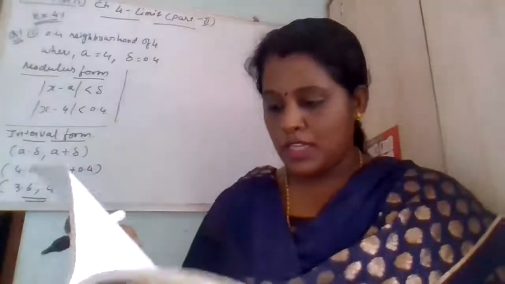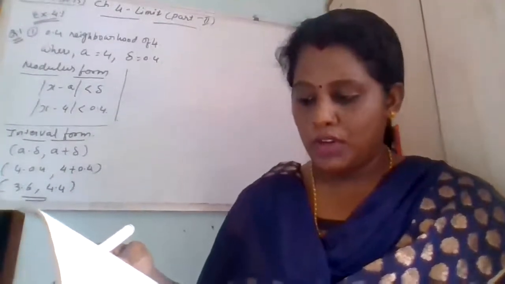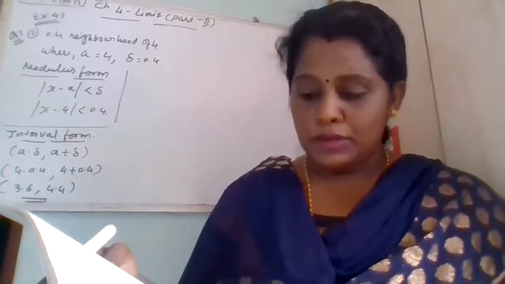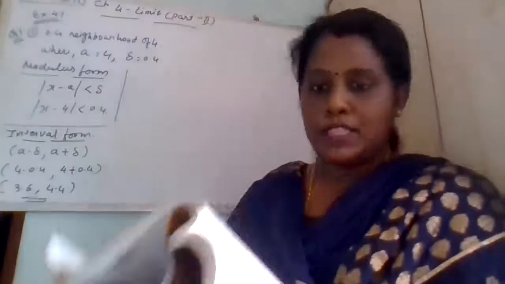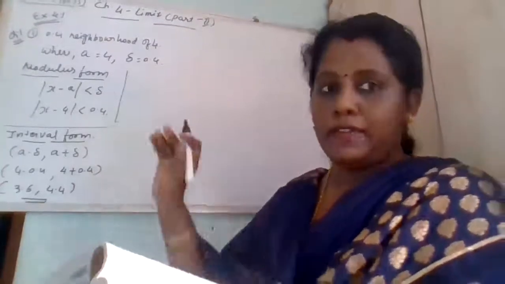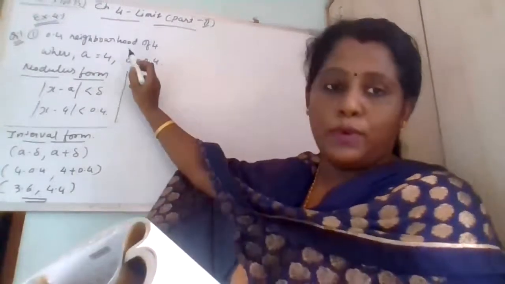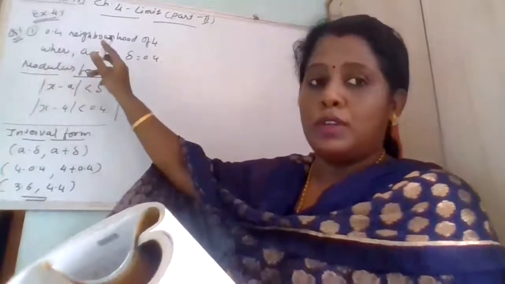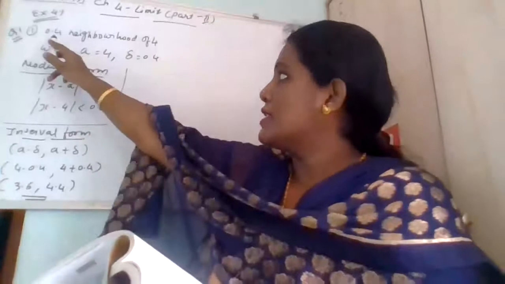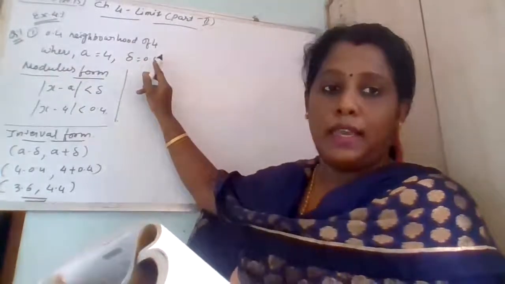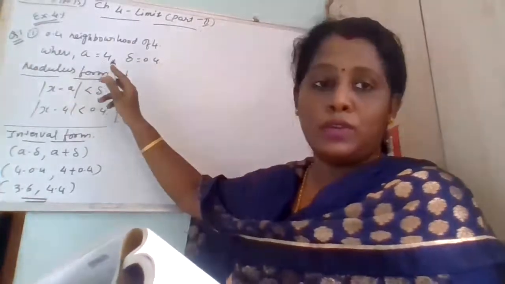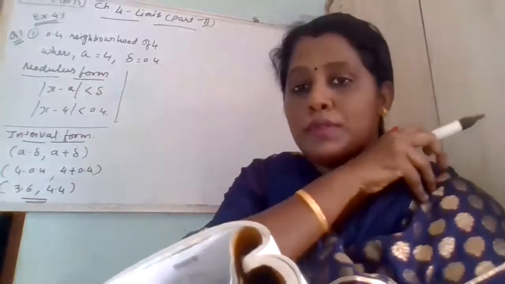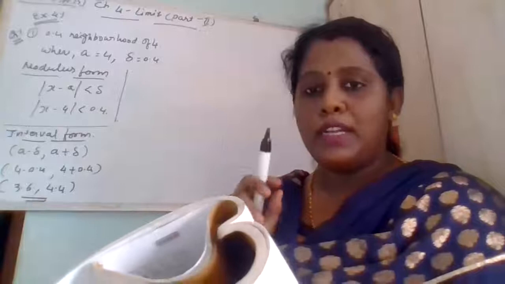The first question is: express the following in modulus and interval form. So, look into your textbook, everyone. Question number one, the first one is 0.4 neighborhood of 4, right? I told you the first number is delta and the second number is a. So, here a equals 4 and delta equals 0.4. What you have to find is the modulus form and the interval form.